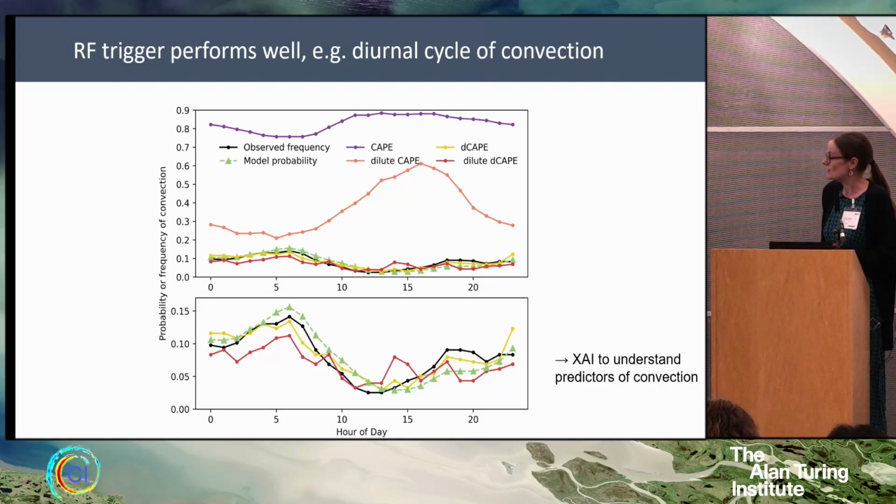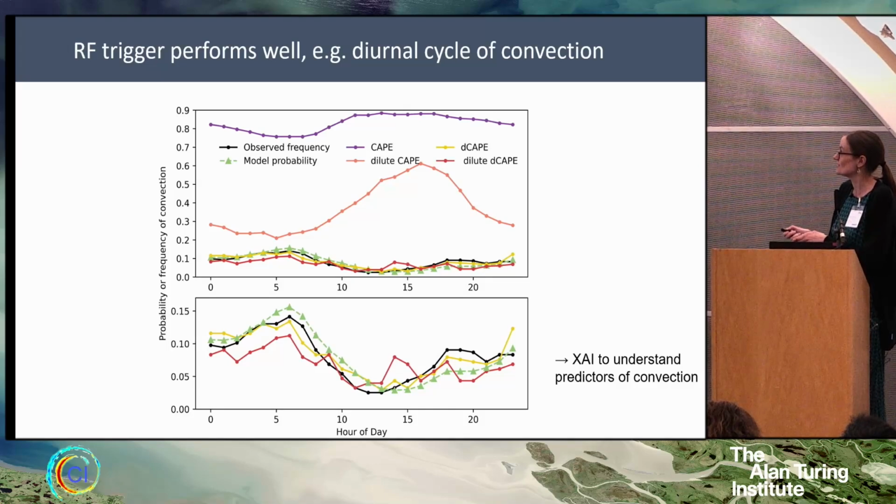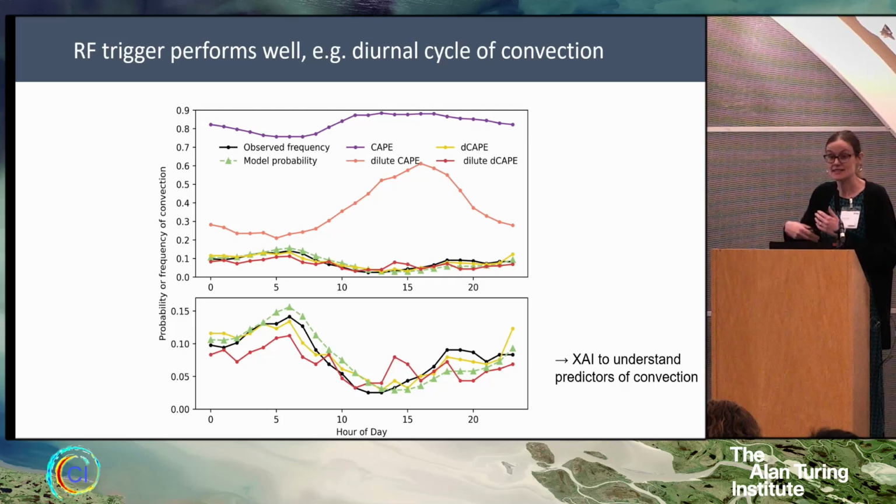Here I'm showing the daily cycle in the amount of convection that we have. Black is showing you the observed frequency of convection throughout the day. You see in this site it peaks around 6 o'clock in the morning. The different coloured lines are the predicted frequency or probability of convection coming from these different triggers we have. Conventional triggers include this one called CAPE and dilute CAPE. This is about how much energy there is in the atmosphere. And you can see how abysmal they are. They actually have the timing of convection wrong. But our random forest model, this green line, actually has the probability well calibrated and the timing well calibrated. So we find this really encouraging.